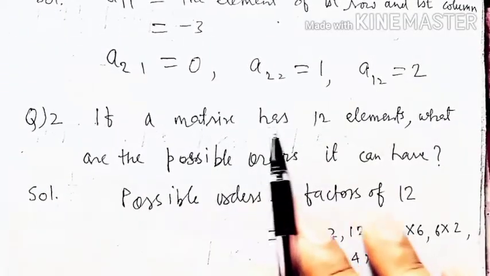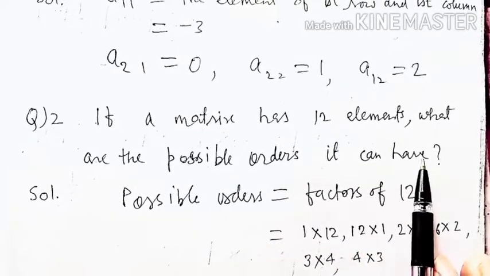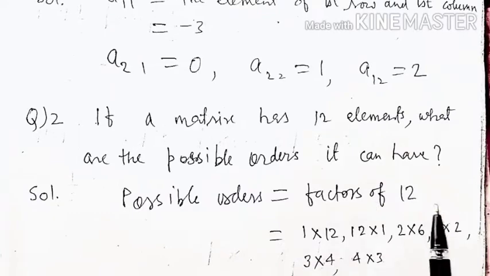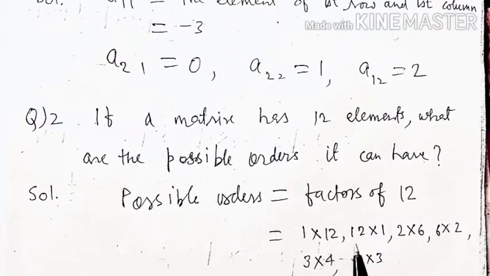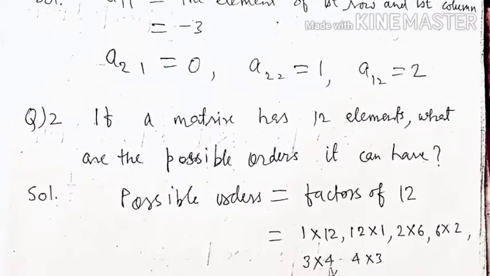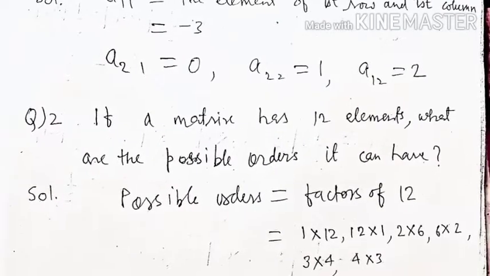Let us do the next question. If a matrix has 12 elements, what are the possible orders it can have? So its possible orders will be factors of 12. Those are 1 into 12, 12 into 1, 2 into 6, 6 into 2, 3 into 4, and 4 into 3. So there are 6 orders possible for the matrix.